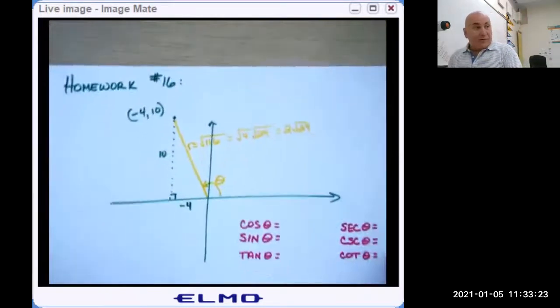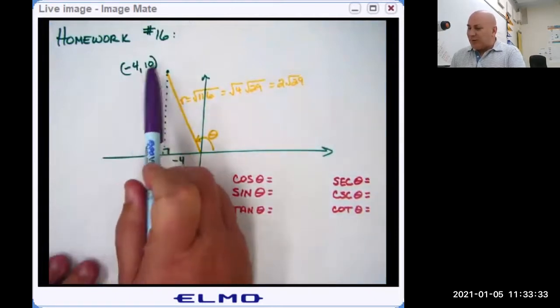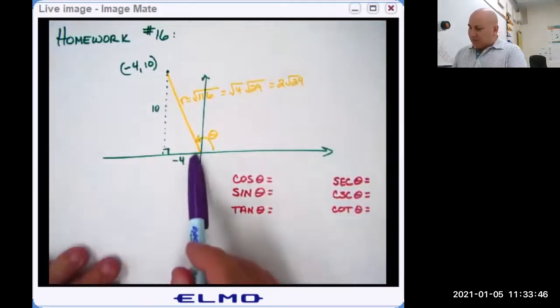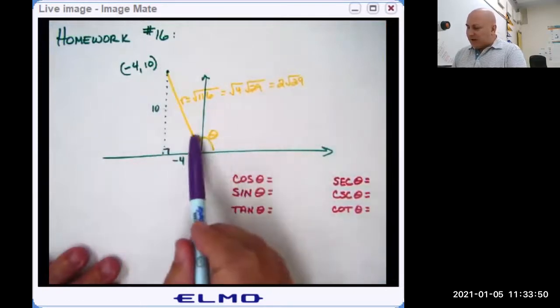Now, if I were to give you a homework assignment that included number 16 in section 4.4, they say the point -4, 10 lies on the terminal side of an angle in standard position. What are the 6 trig functions of that angle? Well, -4, 10: I'm going to go -4 here, 10 up. So here's angle theta.